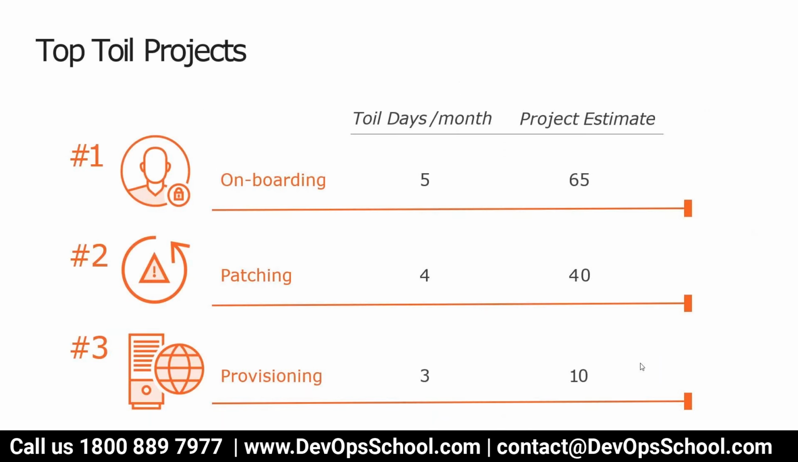If you see, onboarding is consuming 5 days in a month, but the time required to automate is 65 days. Patching is taking 4 days in a month, but the required time is 40 days. Provisioning is taking 3 days in a month, and the required time is 10 days. Now you tell me which one you prioritize. The first time we probably chose the first one, but now if I look at the numbers and estimates, I should go ahead and automate the third one first. Correct? What do you think?